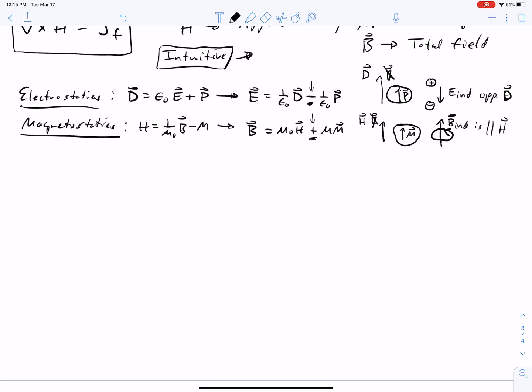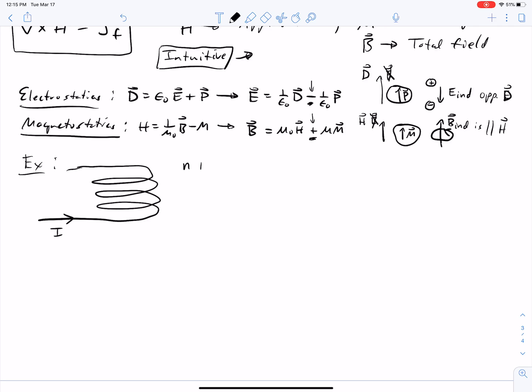So now let's just look at some examples of how we use these new formulas. For example, if I have a situation like this, now I have a solenoid. Let's consider an example. I have a solenoid and I have a current flowing through it, and I have n turns per length, and I could then ask you a question. What's the B field inside?